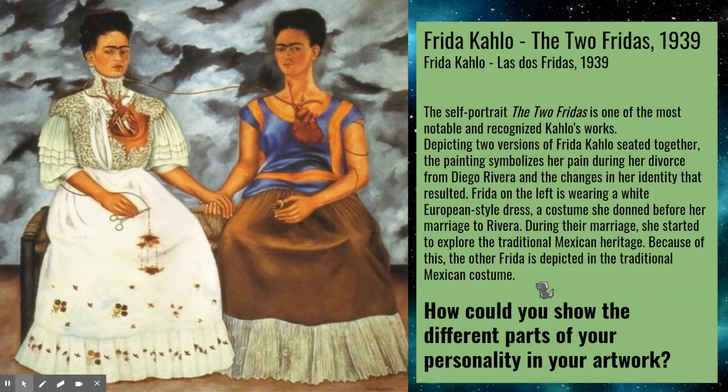The painting symbolizes her pain during her divorce from Diego Rivera and the changes in her identity that it resulted from. Who's ever gone through a really bad breakup and you changed as a person? Frida on the left is wearing a white European style dress, a costume she donned before her marriage to Diego. During their marriage, she started to explore the traditional Mexican heritage. Yes, she was Mexican. Because of this, the other Frida is depicted in the traditional Mexican costume. So if you were to make a self-portrait piece of art, how could you show the different parts of your personality in your artwork?